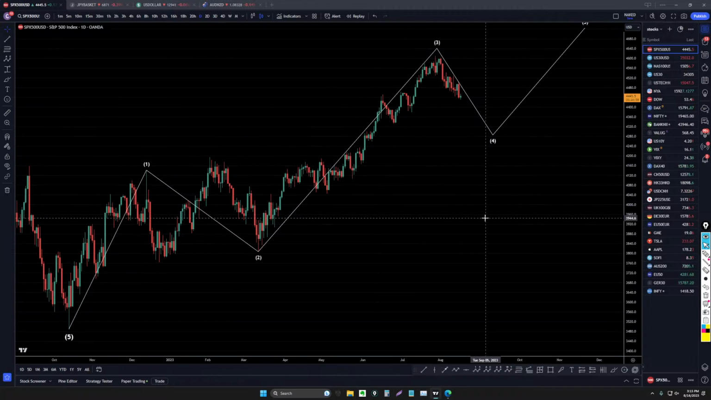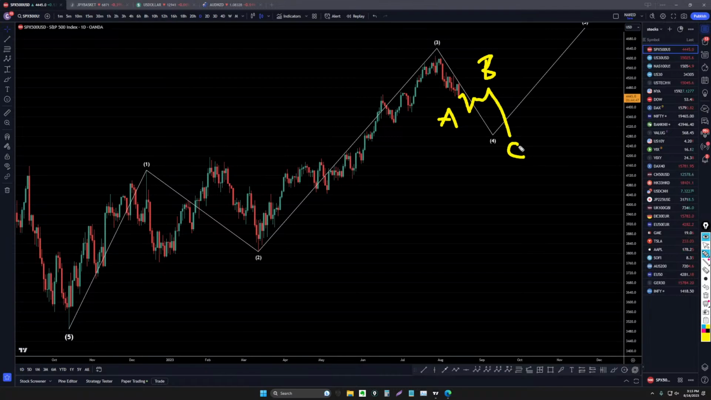What's the S&P 500 up to? Still in a wave 4, I think. Still in a wave A of wave 4, too. Eventually, it's probably going to start to drift up for a B and then down for a C, and then I think it's going to go up and make a wave 5.